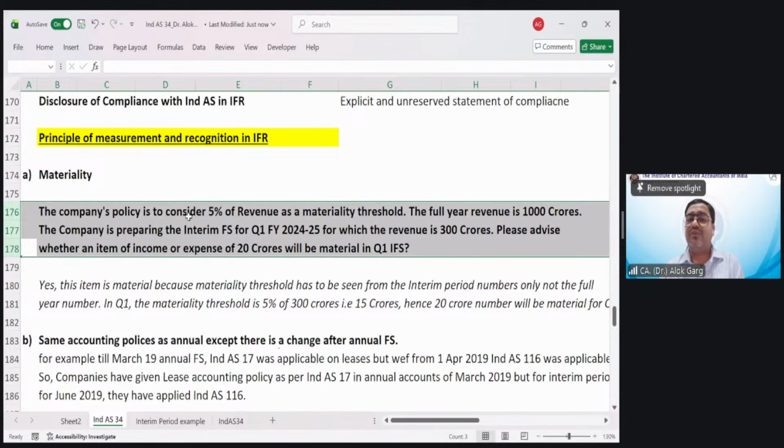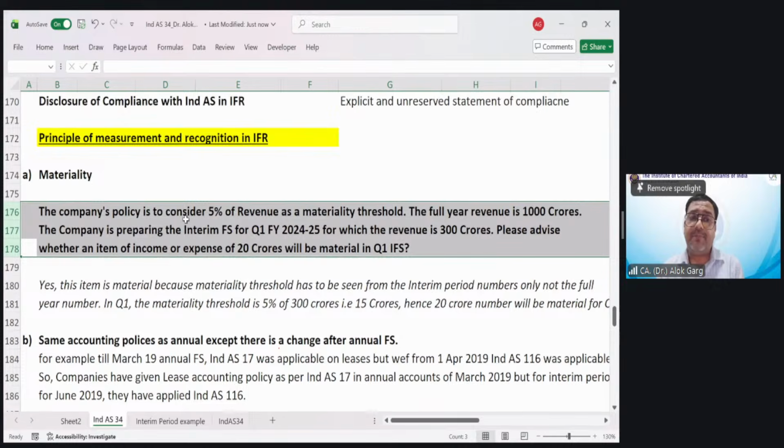The company's policy is to consider 5% of revenue as a materiality threshold. Full year revenue is 1000 crore. So what is the materiality for full year? 1000 multiplied by 5% comes out at 50 crore. Yes, 50 crore is the materiality for full year.